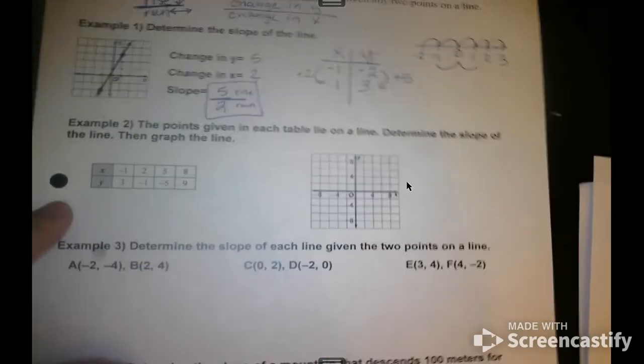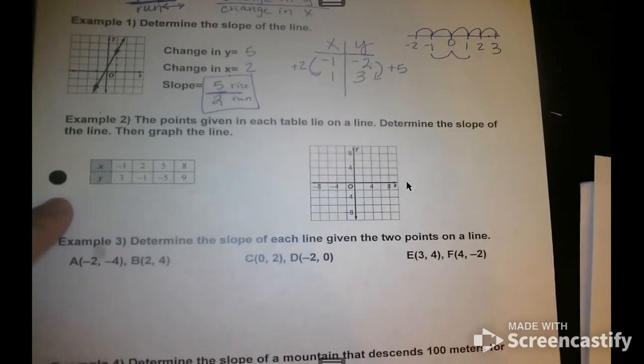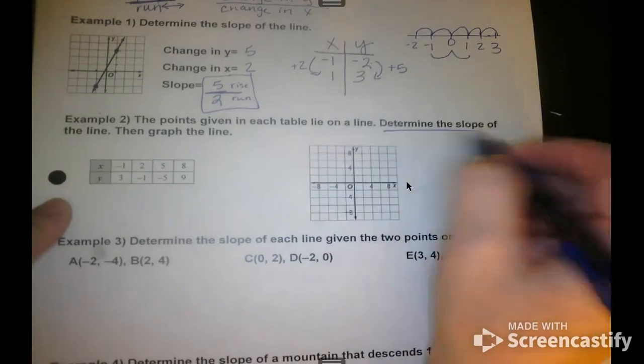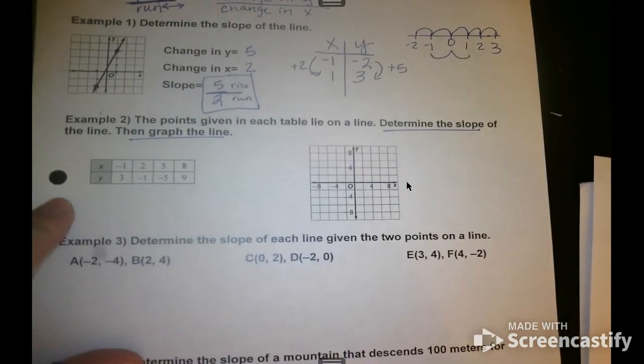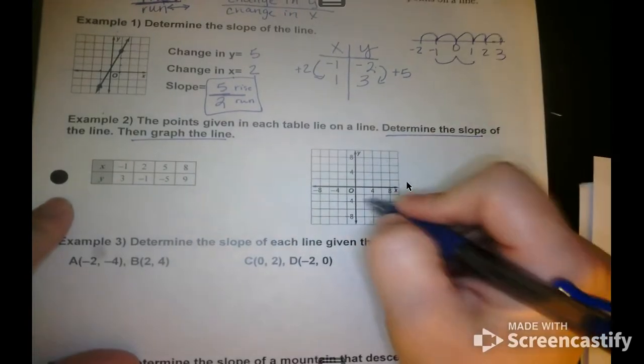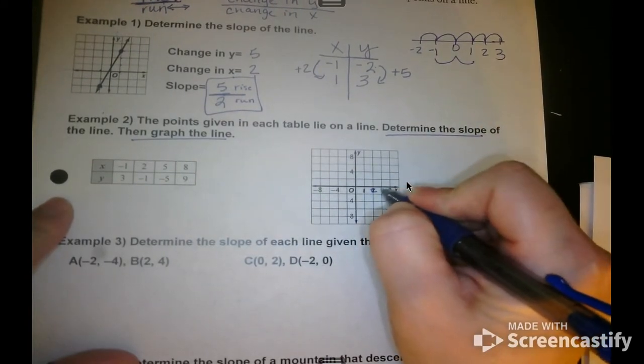Okay? All right, so here it says the points given in each table lie on a line. Determine the slope of the line and then graph it. So it wants us to determine the slope. It wants us to graph. Now, if you notice, this is counting by 2s, right? Yeah. We're not doing that. We're counting by 1s.